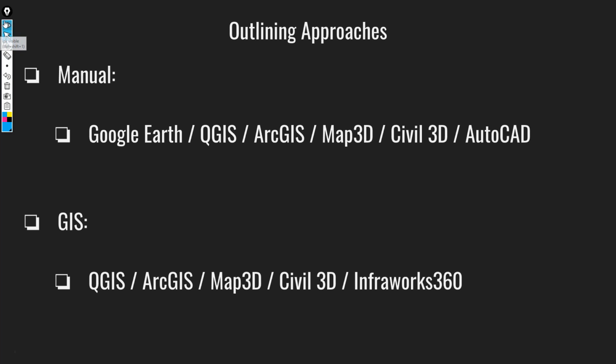Now, in terms of outlining, doing this analysis and actually outlining these lines to begin the subdivision, there are two basic ways to do it. One is manually, to go out and outline them based on a topographic survey using software like Google Earth, QGIS, ArcGIS, Map 3D, Civil 3D, AutoCAD, and others. Or you can do it semi-automatically by using GIS analysis, where you can have the software figure out a lot of it for you.